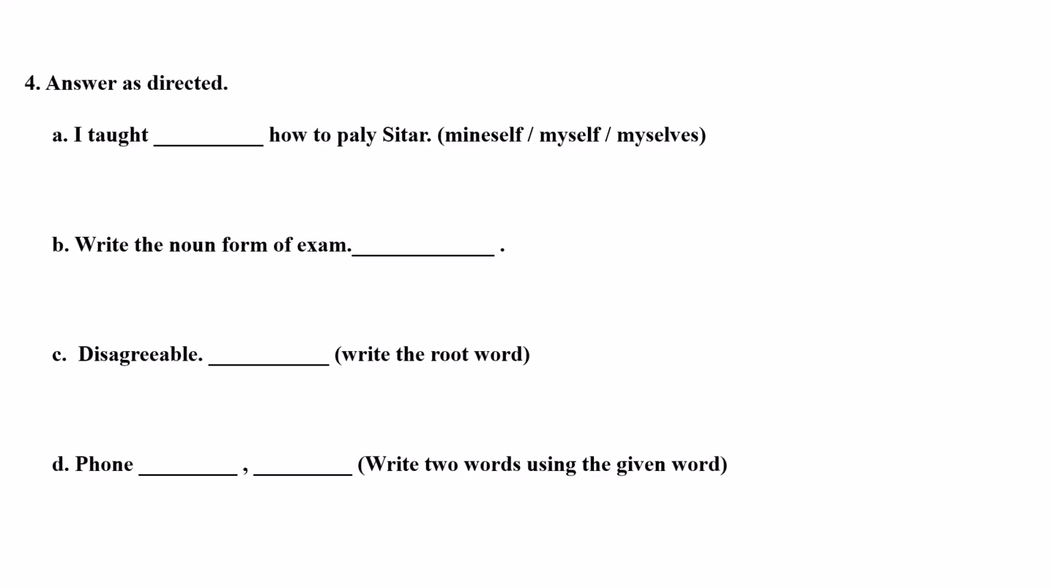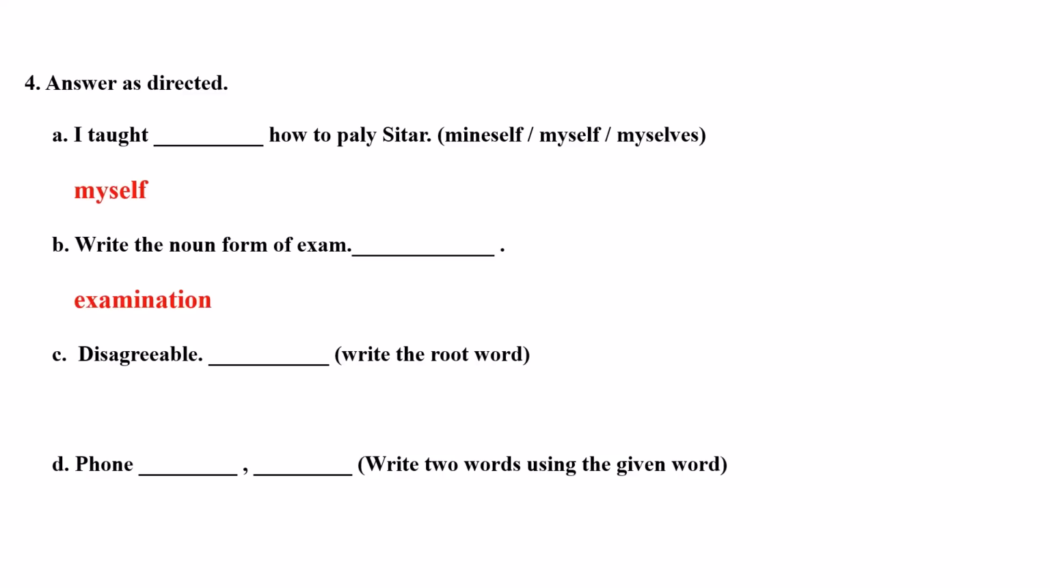Correct pronoun? Myself, or myself. The answer is myself. I taught myself how to play sitar. Sorry for the spelling error, students. It should be PLAY. Write the noun form of the exam. The word exam becomes a noun if TION is added or NATION is added.